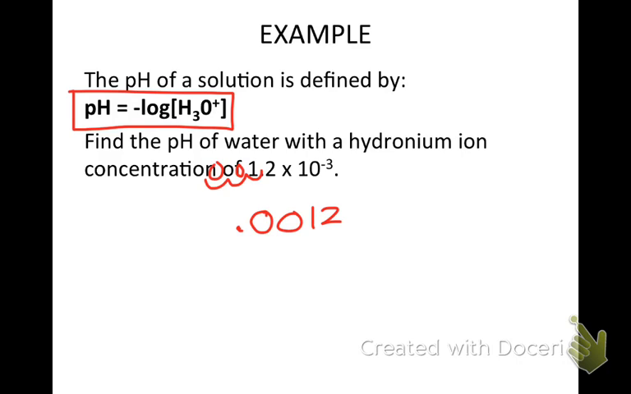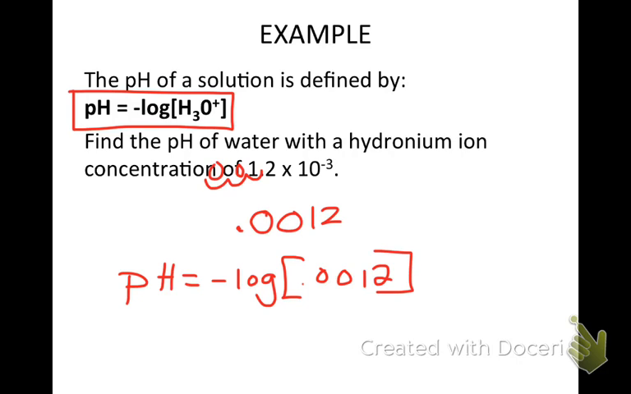So now all I have to do is plug that in place of my H3O, so 0.0012. So on my calculator, I would type in the negative button first, and then the log, 0.0012. What do we get? 2.92. So that means your pH level would be 2.92.